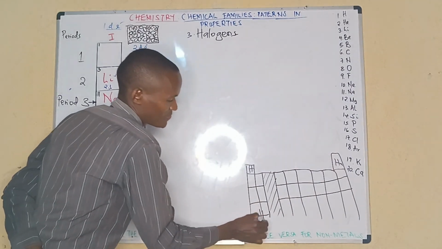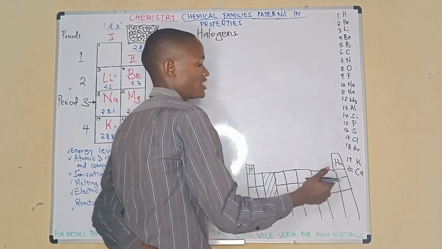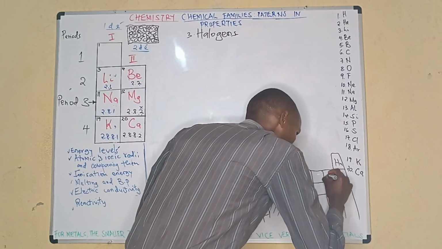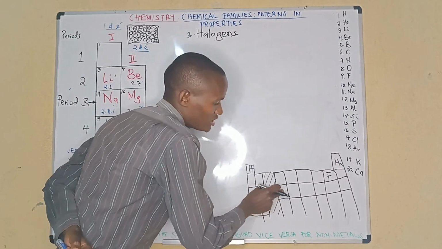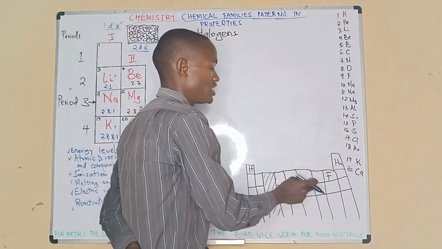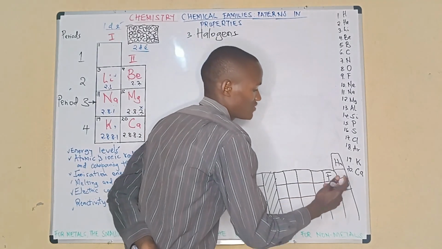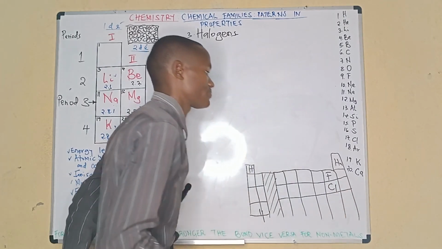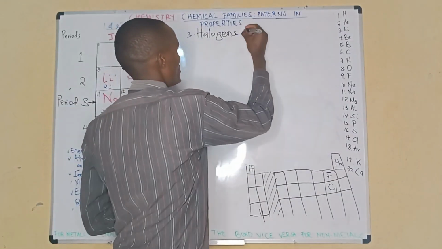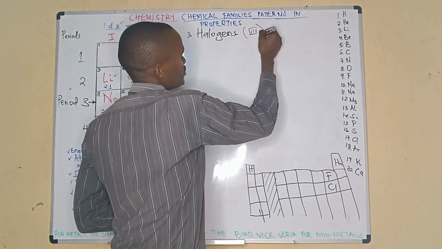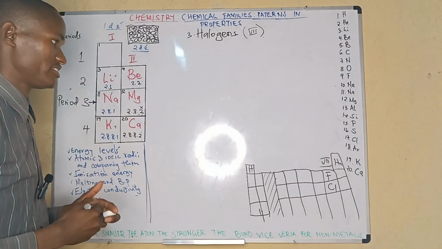I won't name all of them. Hydrogen, helium, lithium, beryllium, boron, carbon, nitrogen, oxygen, fluorine. So we are talking about fluorine here. Neon, sodium, magnesium, aluminium, silicon, number 14. Number 15, phosphorus. Number 16, sulfur. Number 17, chlorine. These are what we are talking about. Group 7 elements, and they are called halogens.